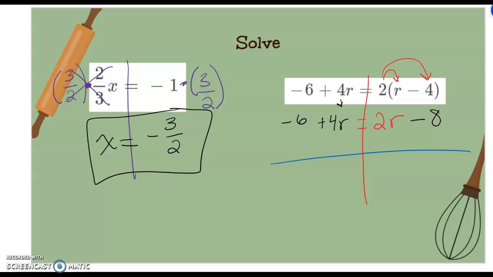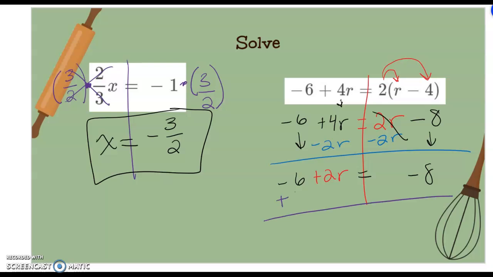So now I'm going to see which side has more r's just because I prefer not to have any negative numbers. I know 4r is larger than 2r, so I'm actually going to get rid of this 2r from this side. I didn't do anything to this negative 6 or this negative 8, so just bring them straight down. And 4 minus 2 is going to give me 2r. Okay. Now, move the 6 on over. I'm going to add 6 to both sides because I want 2r completely on its own on the left side. And in order to do that, I need to get rid of the 6.